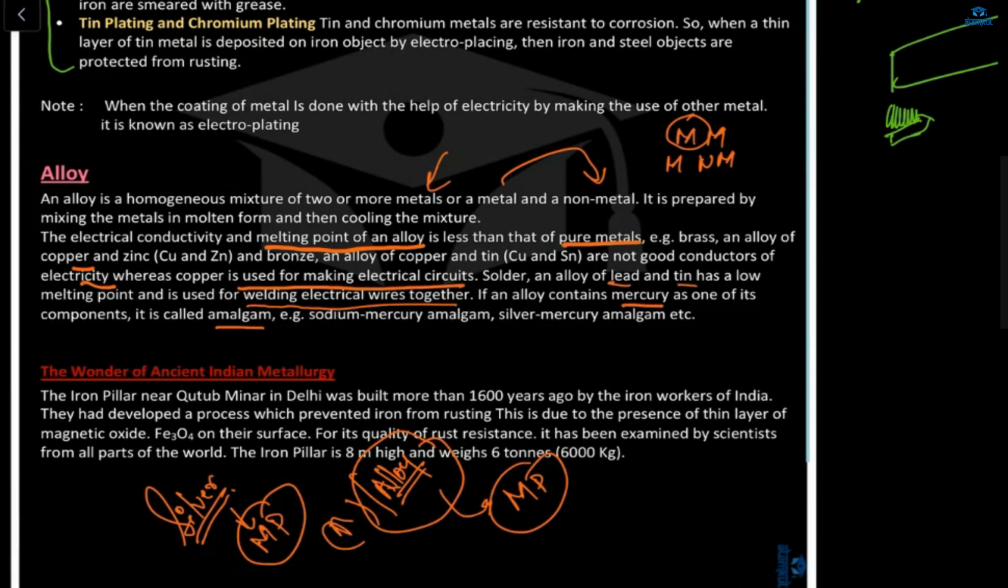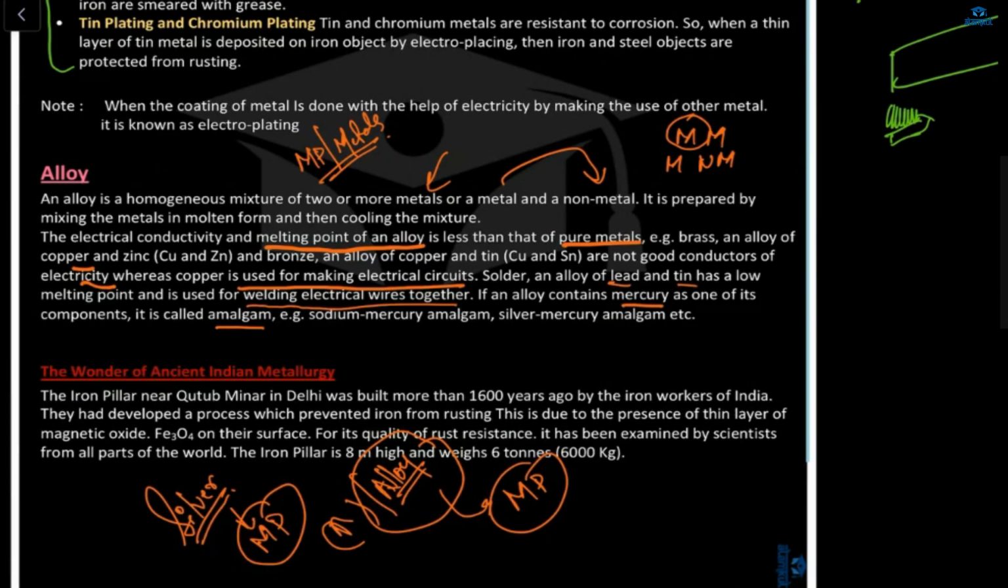Now tell me why alloy has a lower melting point as compared to other metals. Shazan, why does alloy have a low melting point? Why does alloy have a lower melting point than other metals? Because when two metals are mixed to form an alloy, that is an impure substance, and they have a low melting point compared to the metals or non-metals alone.